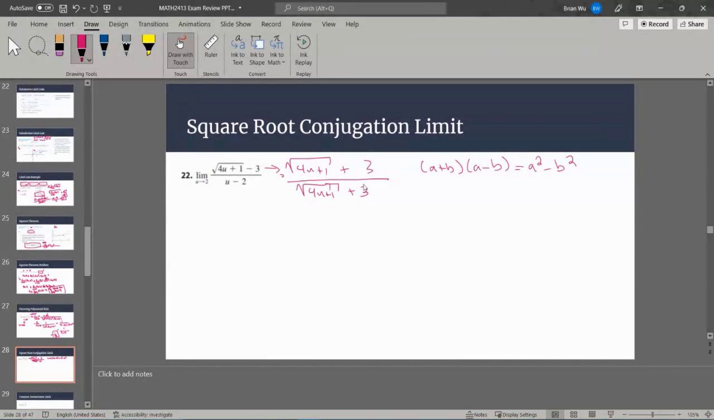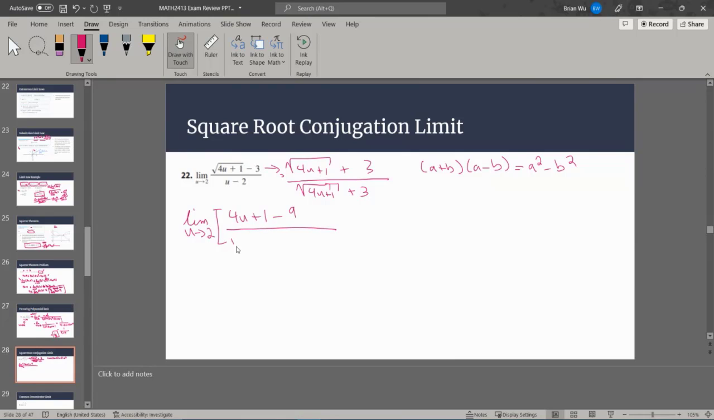I think it's called difference of squares. We can just use that on the top one to find that the square root goes away, because this a squared makes the square root disappear. And then you have minus the square of 3, which is 9.